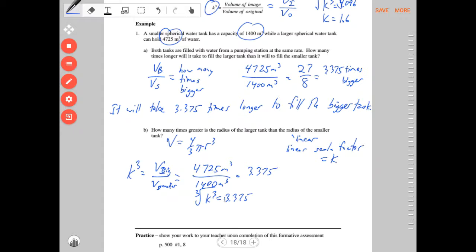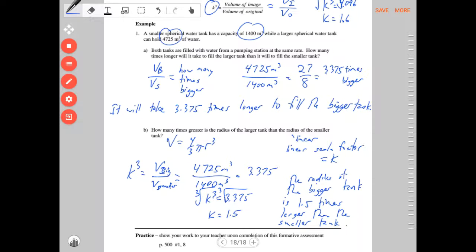Now if I cube root each of those, then K equals 1.5 or 3/2. So that's interesting. So the radius of the bigger tank, whoops, missed a letter here. The radius of the bigger tank is 1.5 times larger than the smaller tank. Guess we should have a complete sentence.